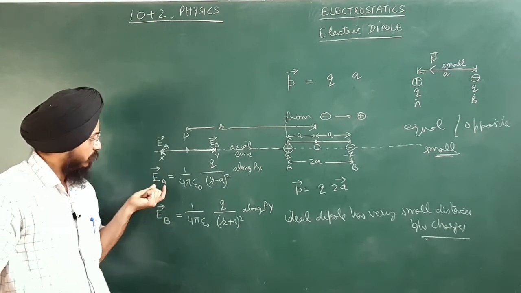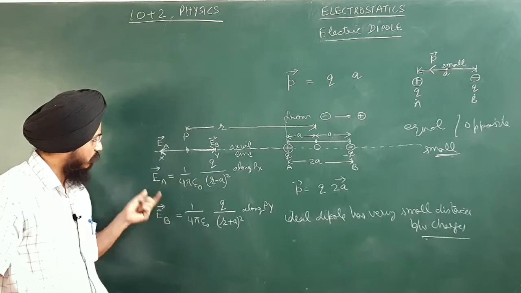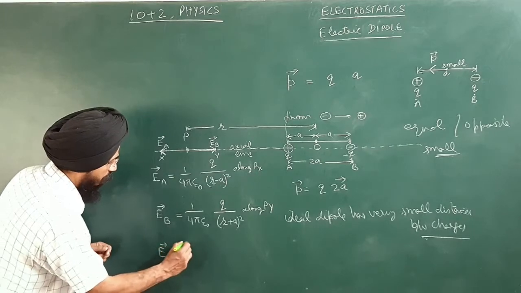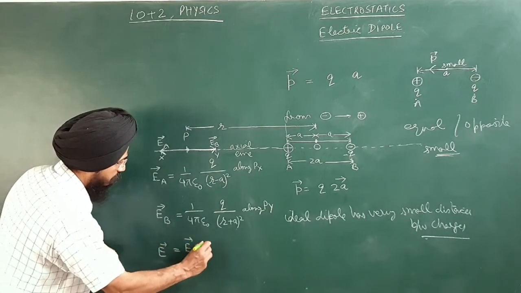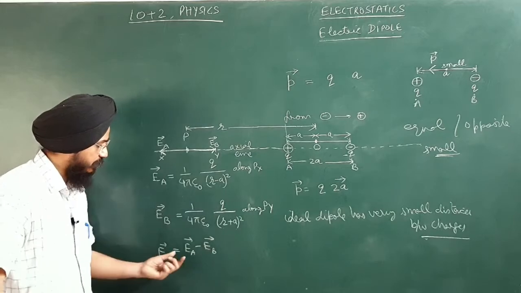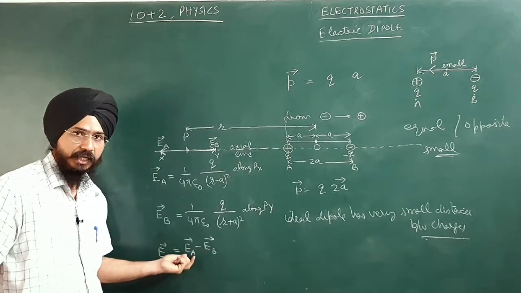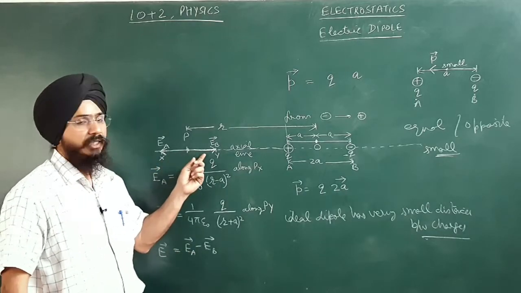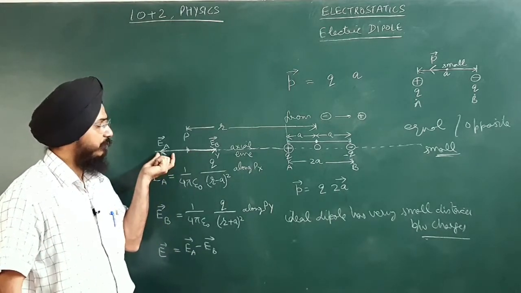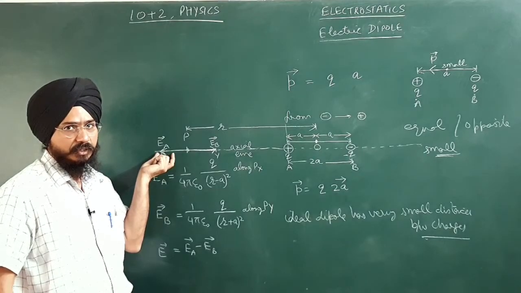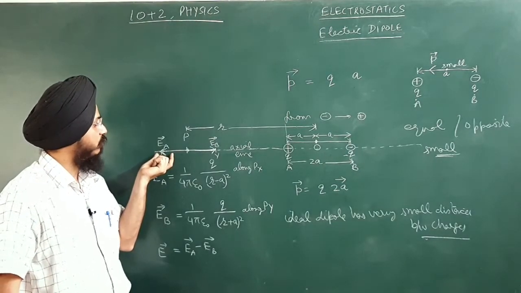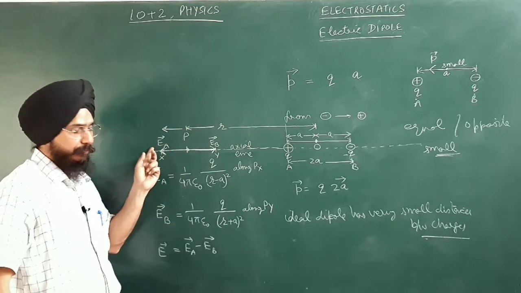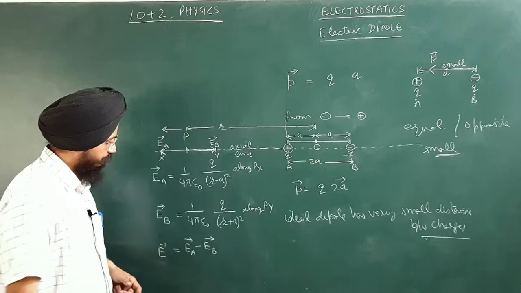Therefore the resultant of these two vectors, that is E, will be EA minus EB, and the direction of the resultant will be towards EA because the EA vector is the bigger one. They are acting on the same line, so its magnitude will be greater and the direction of the resultant will be towards the left, towards EA.